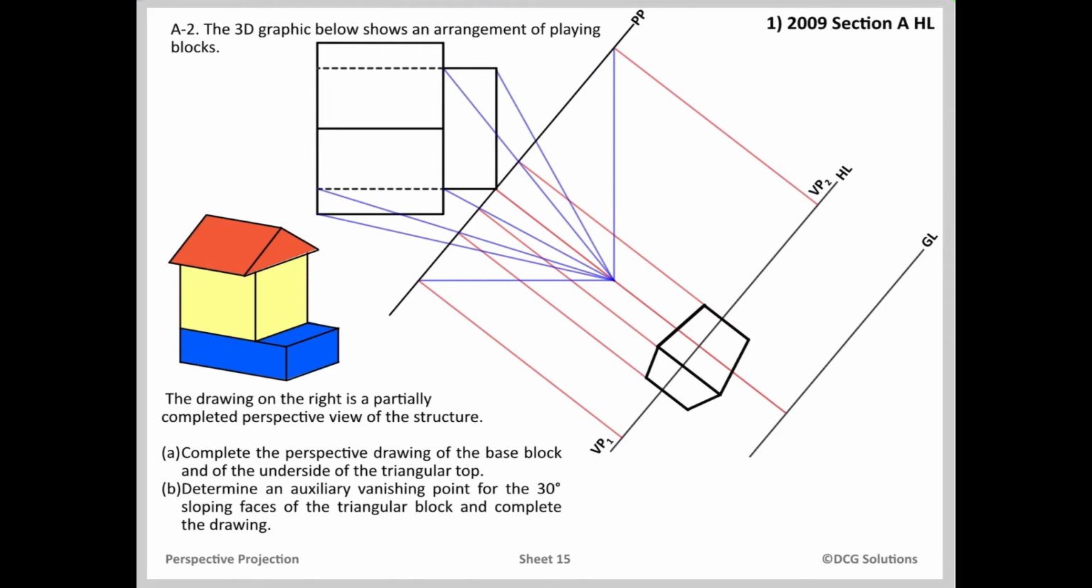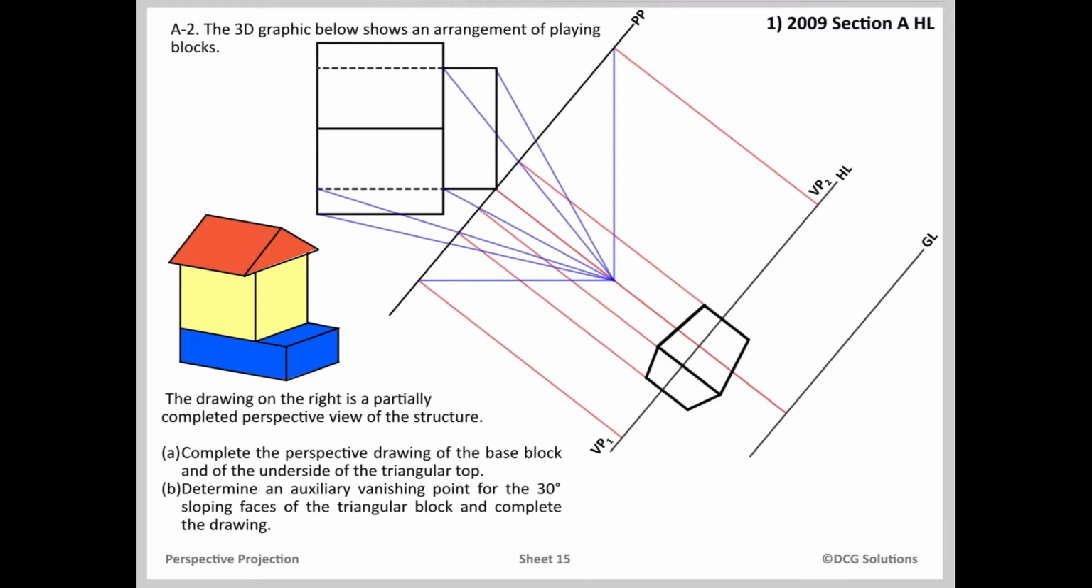Okay, so the first thing I noticed there is, to be honest, there's no need for A and B. They could have said just as easy, complete the perspective drawing of the block using auxiliary vanishing points and then writing down that 30 degrees was the angle of the sloping faces. But anyway, so they've told us that the red triangular block at the top, the angle in that is 30 degrees. What do we do, or how do we go about this?